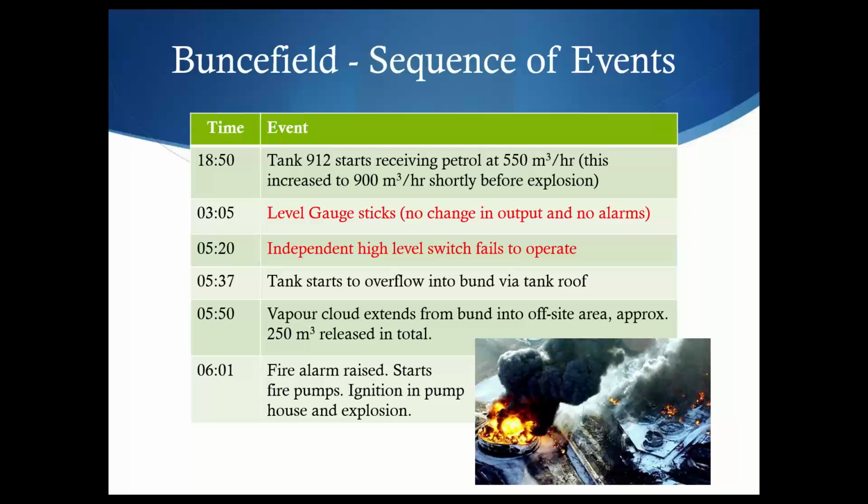The other thing was, for a number of months before, since the last maintenance period, there had been lots of reports of sticking gauges and things, but they were never acted upon. And so over time, they just accepted that this was happening and didn't really go and fix it, and eventually had the incident back in 2005. So as you can see here, there's extensive vapor clouds and ignition, and then the big explosion that we saw on the previous slides.